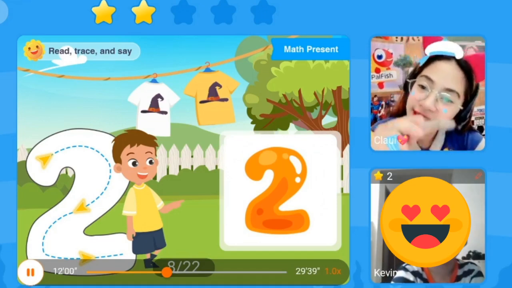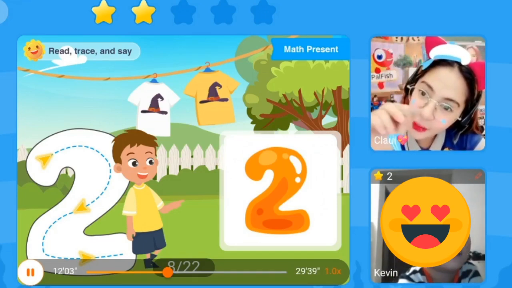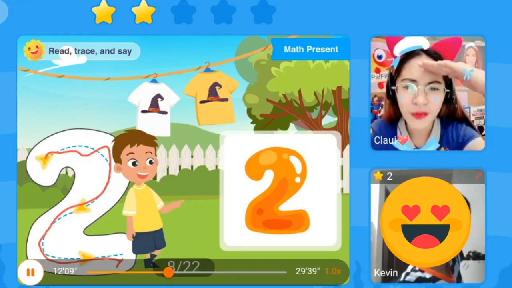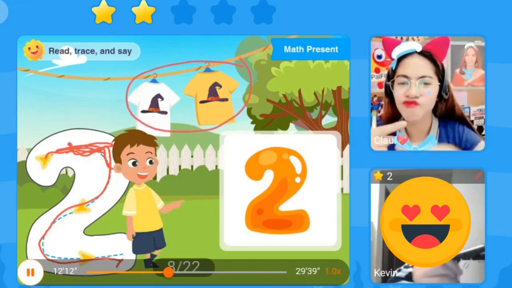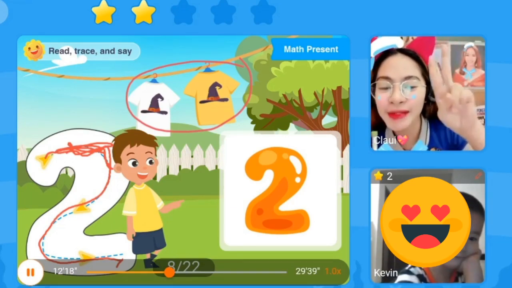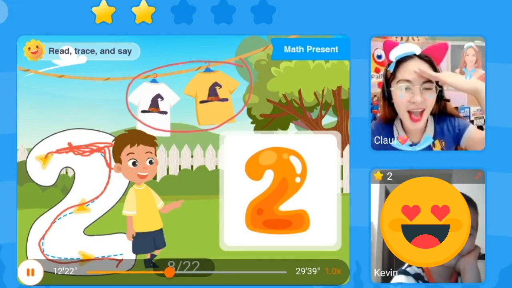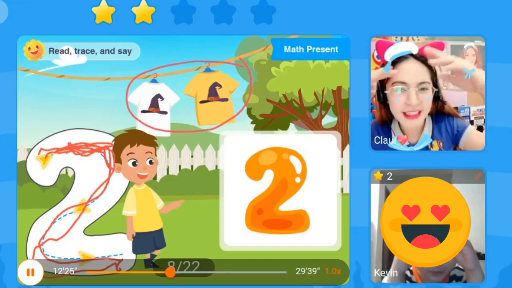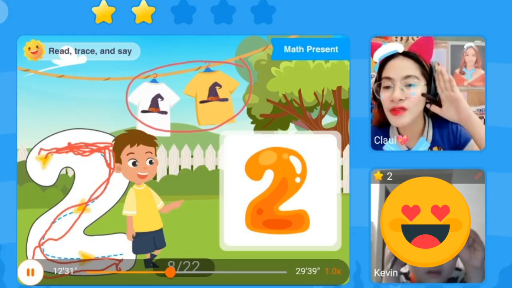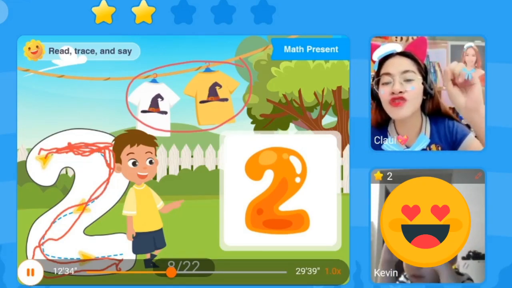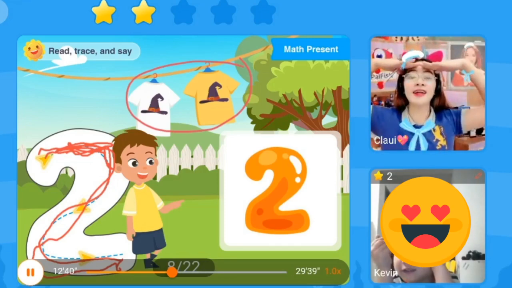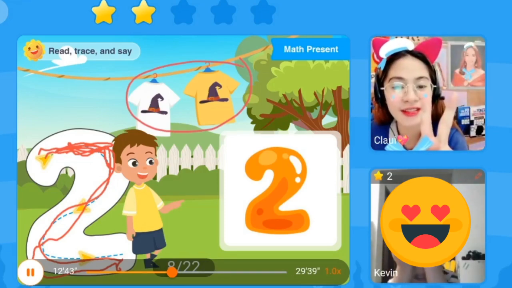Okay, now, can you trace number two, please? Trace number two. Good. Yes. Now, Kevin, look. What are they? They are t-shirts. Okay, they are t-shirts. How many t-shirts do you see? I see two. I see two t-shirts. Two. I see two t-shirts.